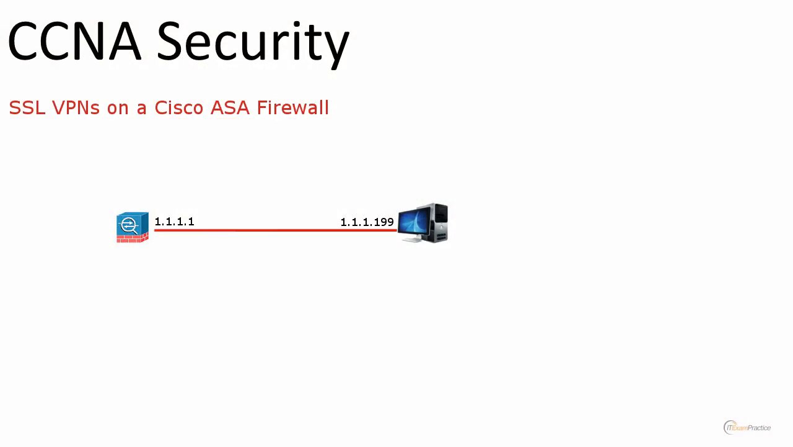CCNA Security Real World Labs, ASA Firewalls, SSL VPNs. In my opinion, this is the most popular remote access VPN solution available today. What I mean by that, it has become really popular in the last couple of years. A lot of companies decided to move to SSL VPNs and they stopped using IPsec VPNs. I'm pretty sure at this stage of your career you know what SSL VPNs are all about.